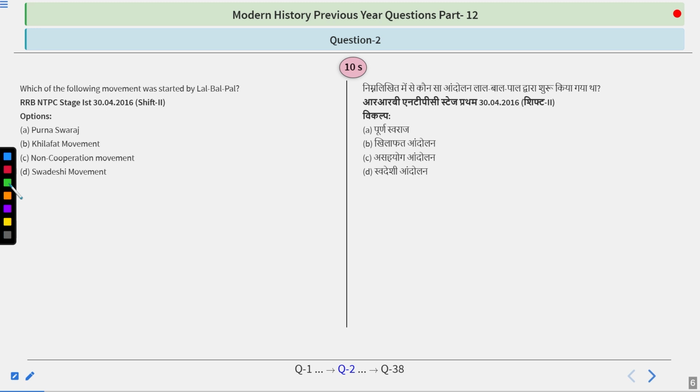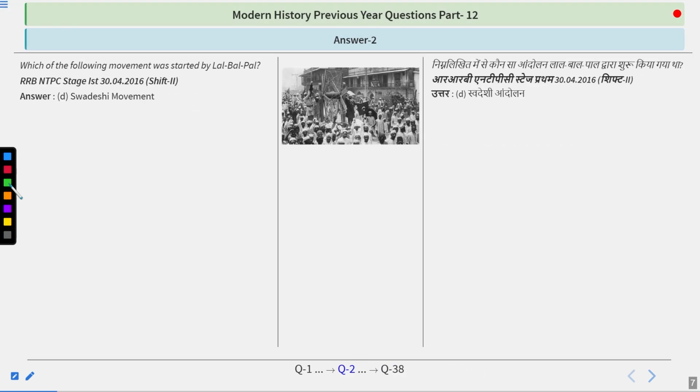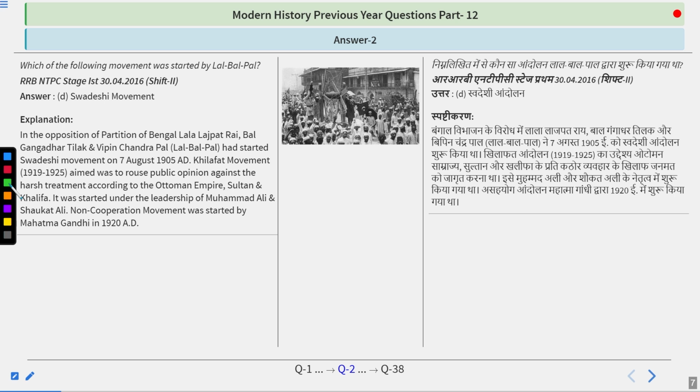Another question: which of the following movements was started by Lal Bal Pal? Purn Swaraj, Khilafat movement, non-cooperation movement, Swadeshi movement? Take your time. I guess the answer you are looking for is quite right, because the answer is Swadeshi movement. In opposition to the partition of Bengal, Lala Lajpat Rai, Bal Gangadhar Tilak and Bipin Chandra Pal started the Swadeshi movement on 7th August 1905.